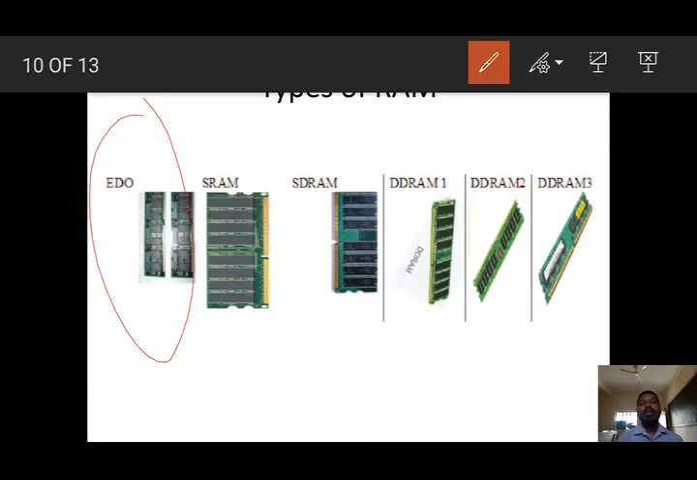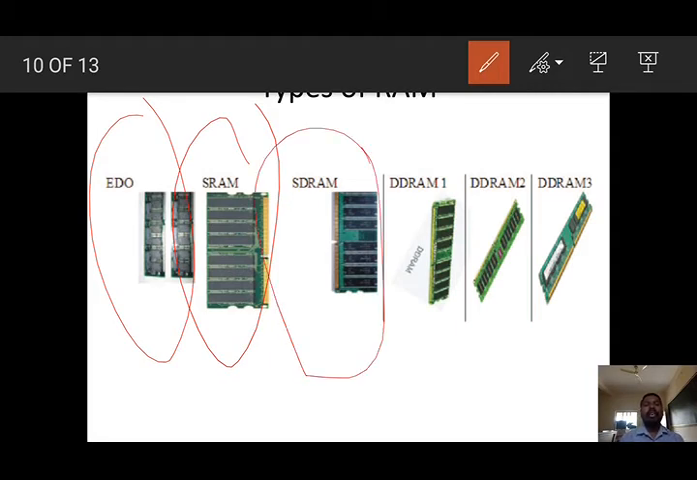So this is EDO RAM, extended data output. Nowadays we are not using it. This is SRAM, static RAM. This also we are not using nowadays. And SDRAM, static and dynamic RAM. In DDR there are different versions, DDR1, DDR2, DDR3, like that. So nowadays we are using DDR RAM only.